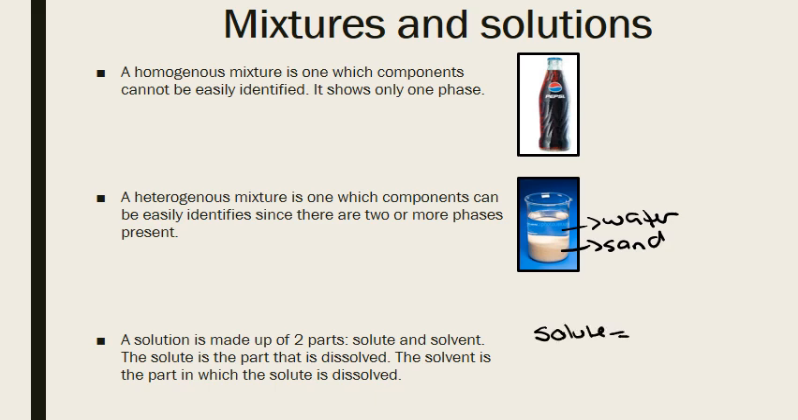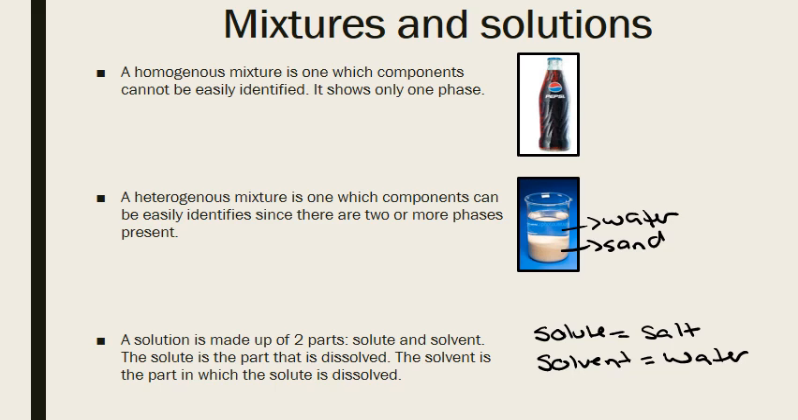The solute will be salt because it's the one that is dissolved, while the solvent will be the water because it is the part in which the solute is dissolved. We dissolve the salt in water. For example, if we have sugar in water, the solute will be sugar and the solvent will be water.